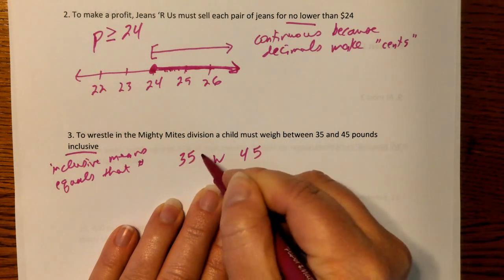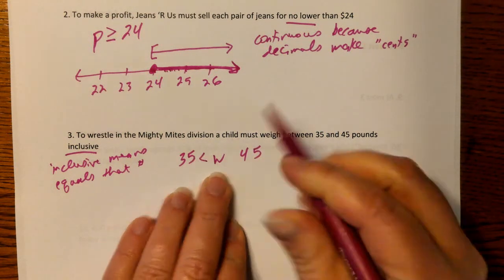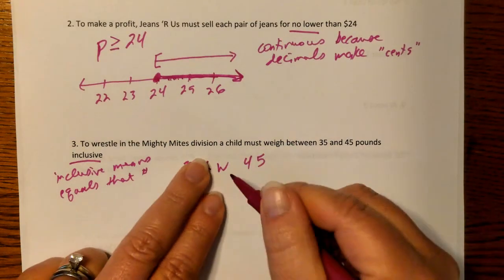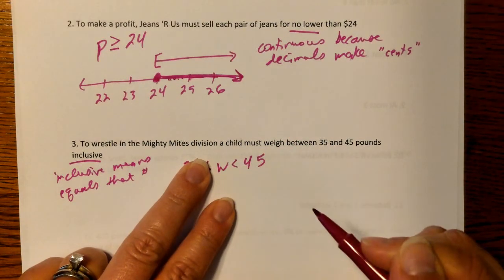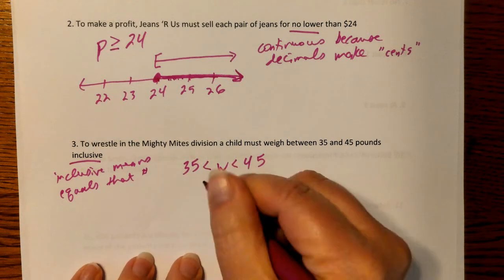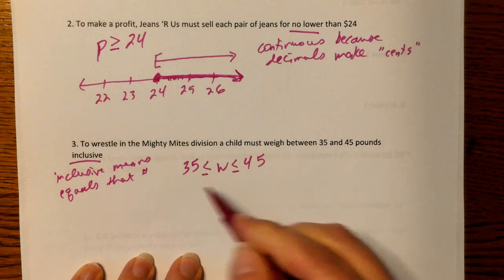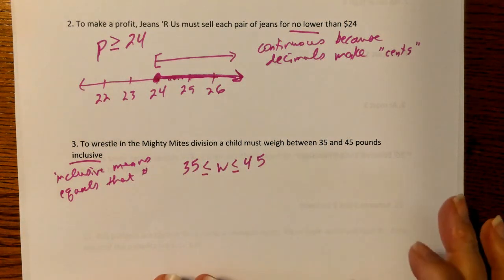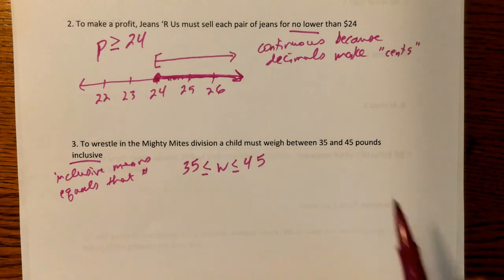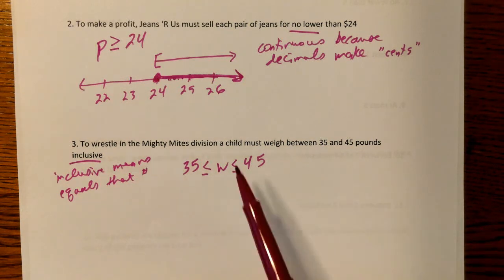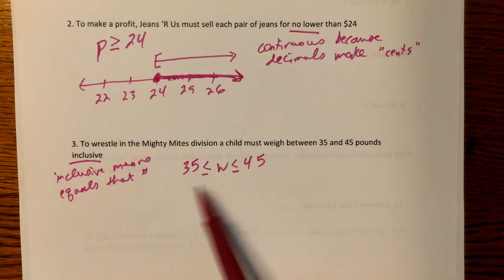Okay? 35 is less than the child's weight. The weight is more than 35. The weight is also less than 45. The weight is in between those numbers. And because it can equal 35 or 45, I'm going to put equal to symbols on there. Okay? Sometimes I call these sandwich inequalities because the number is sandwiched in between the two other numbers.